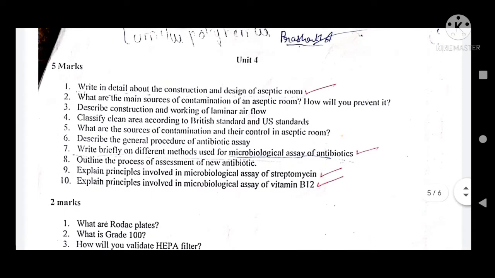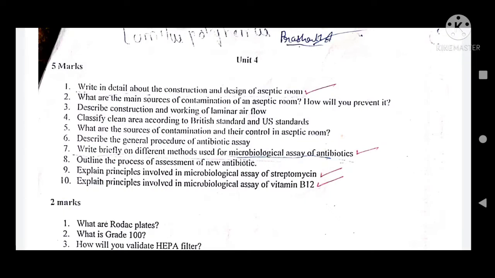In Unit 4, the first question we come across is: write in detail about the construction and design of an aseptic room. An aseptic room is a room with 0% microorganisms. You have to write the construction and design of this room. Then, what are the main sources of contamination of an aseptic room? You have to name them, explain them, and also know how to prevent that contamination by maintaining sterility. You have to write all those.